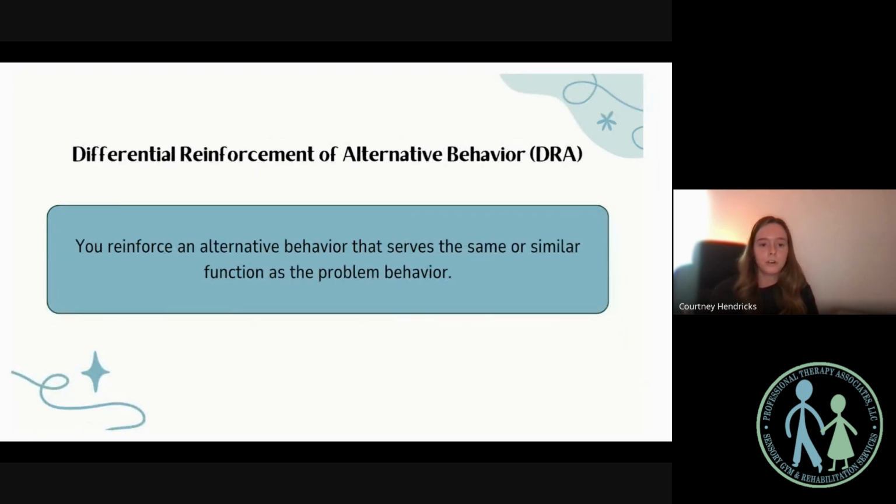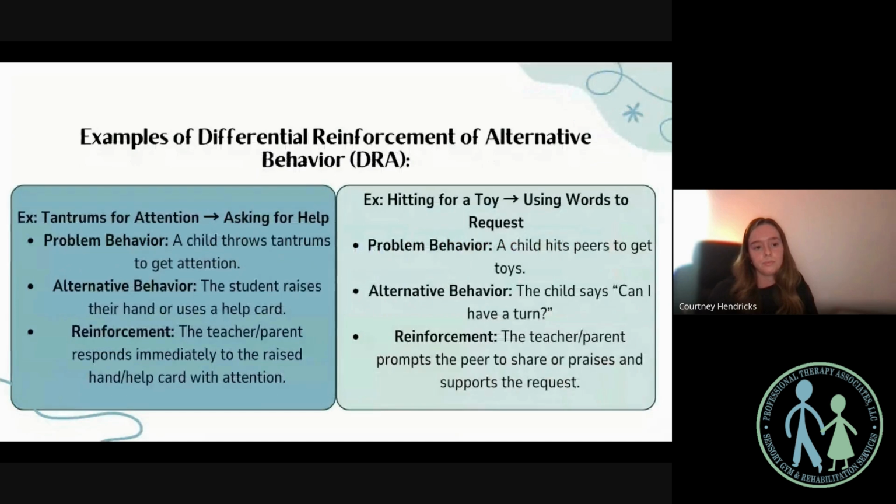Differential reinforcement of alternative behavior is reinforcing an alternative behavior that serves the same or similar function as the problem behavior. So some examples of this would be tantruming for attention. We can alternate that to asking for help. The problem behavior would be a child engaging in tantrums to get attention. The alternative behavior can be the student raising their hand or using a help card. And then reinforcement would be the teacher or parent responding immediately to the raised hand or help card with attention.